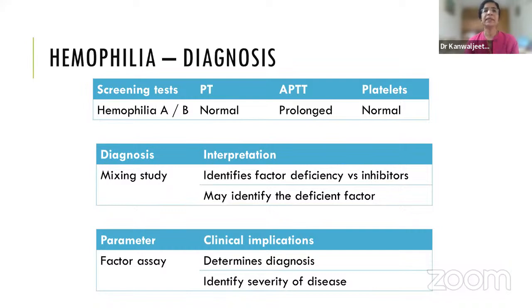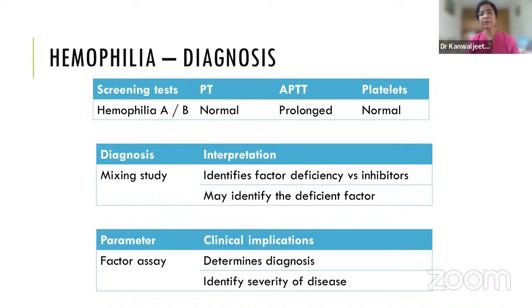To summarize, the diagnosis of hemophilia involves screening with the above tests: PT, APTT, platelet count. Then we confirm the diagnosis by mixing study, which will identify whether the factor is deficient or the inhibitors are present. In some cases, we can diagnose the deficient factor, which was done in olden days, by mixing studies with specific factor deficient plasma. So we can use either 8 deficient plasma or 9 deficient plasma, and that will help us in diagnosing which particular factor might be deficient.